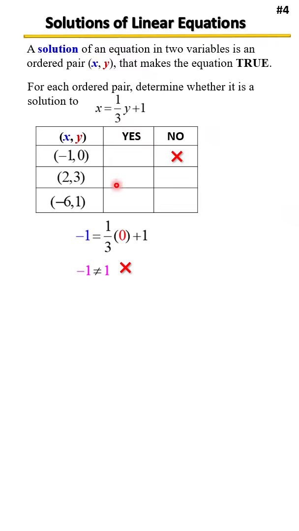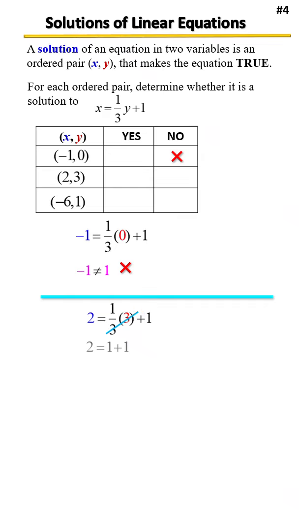Let's go ahead and test the second point of 2, 3. We're going to remove the x and replace it with a 2, remove the y, and replace it with a 3. When we do so, it's going to look like so. We're going to go ahead and cancel the common factors of 3 there on the right side. And what we're left with on the right side is 1 plus 1.